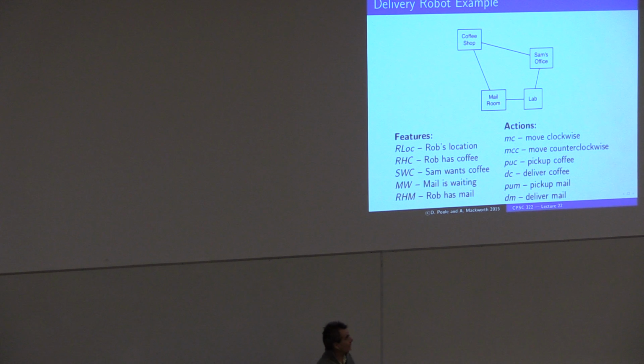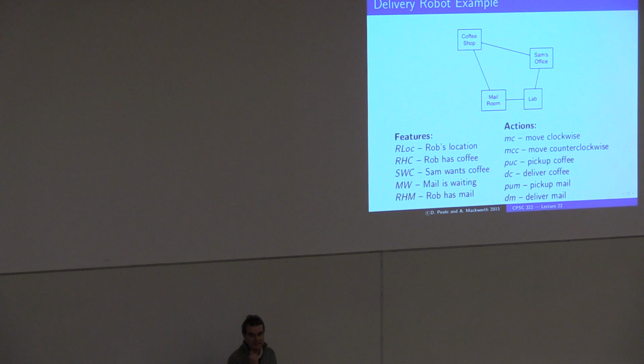PUM is the action pick up mail. Given this, what would you expect the preconditions to be? The robot location is MR, which is the mail room. Mail waiting is true. The robot has coffee is false. Sam wants coffee is false. The robot has mail is false. The location is the office. Robot has mail is true. And E, robot has mail is true and mail waiting is false. So what do you expect the precondition of pick up mail to be?